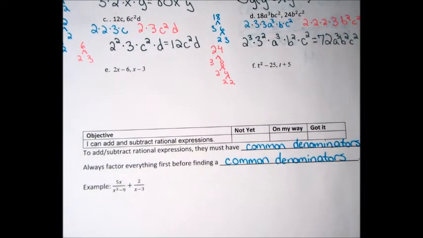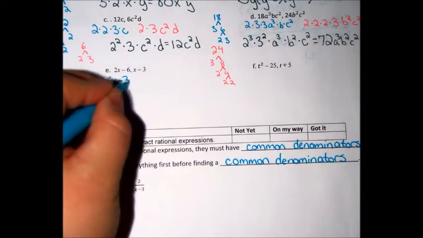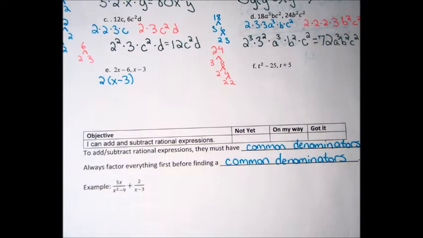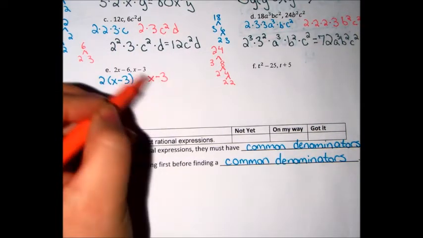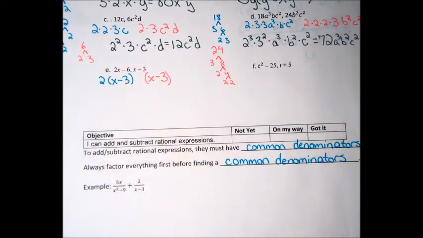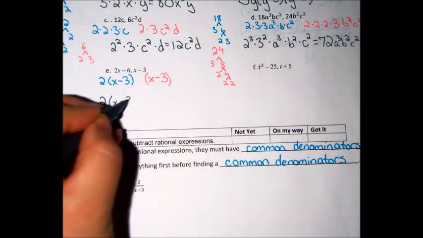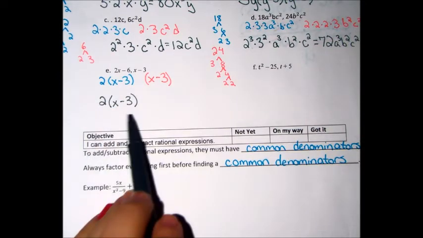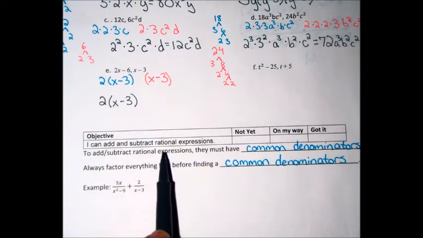Let's take a look at E. First step is always to factor. I can take a 2 out, leaving me with x minus 3. And then the second one, it's already factored. So when I'm looking for the least common multiple, the first one has the most amount of 2's, and they have an equal number of x minus 3's. So the common multiple is 2 times x minus 3.